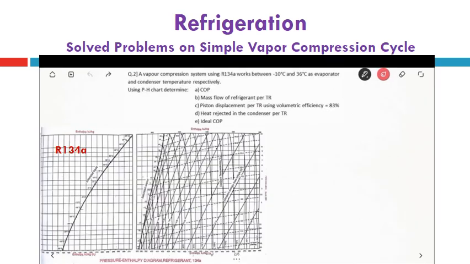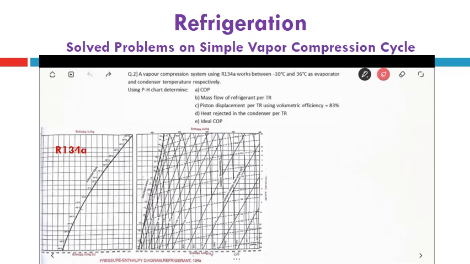Problem number 2. A vapor compression system using R134A works between minus 10 degrees Celsius and 36 degrees Celsius as the evaporator and condenser temperatures respectively. Using the pH diagram, determine: A. COP, B. mass flow rate of refrigerant per ton, C. piston displacement per ton using a volumetric efficiency equal to 83%, D. heat rejected in the condenser per ton, E. ideal COP.